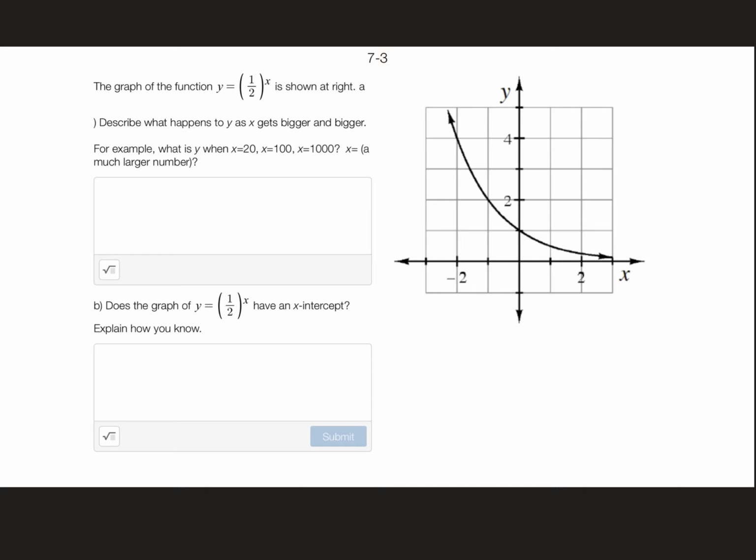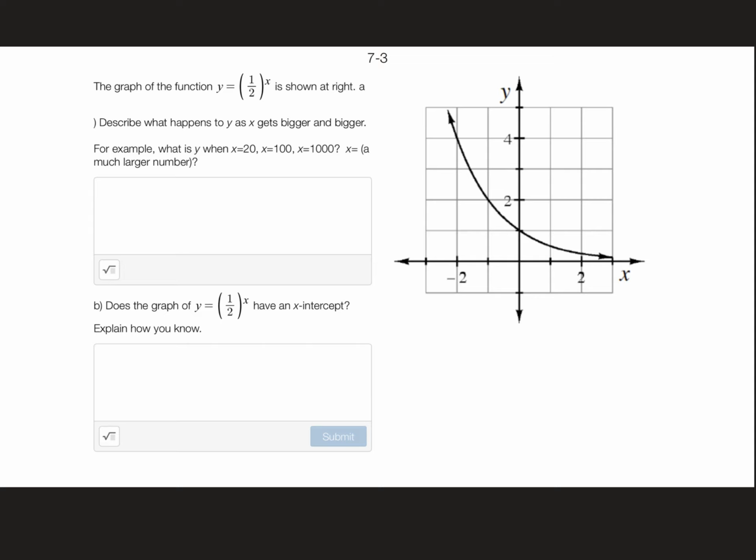All right, so we see y equals 1/2 to the x power graphed at the right. First of all, let's describe what happens to y as x gets bigger and bigger. For example, what is y when x equals 20, when x equals 100, when x equals 1,000? So we can try that.